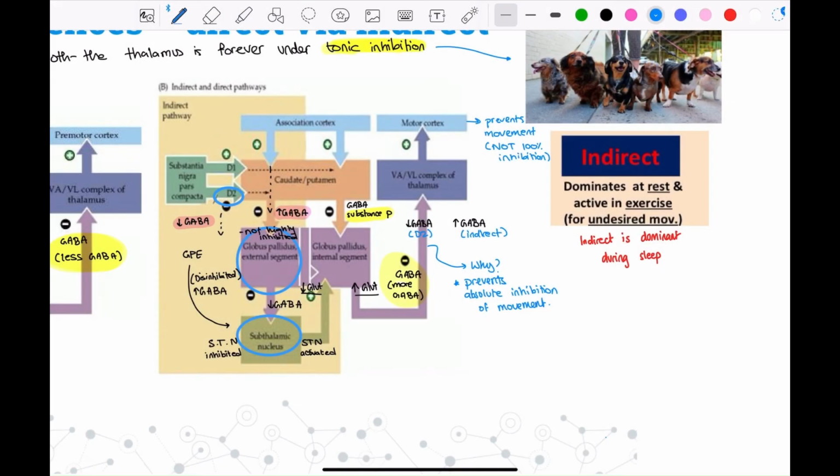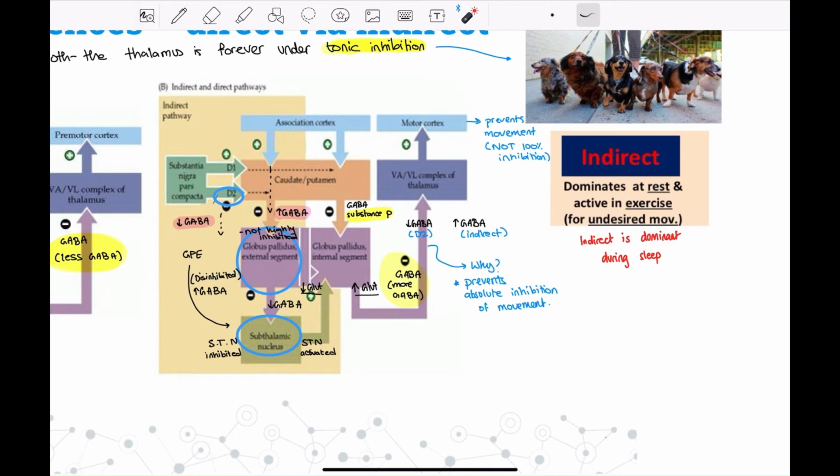Now let's talk about the indirect pathway. Now the goal of the indirect pathway is to prevent movement, but it's not to completely inhibit movement. It's simply to prevent unnecessary movement, okay? It's important to keep that in mind.